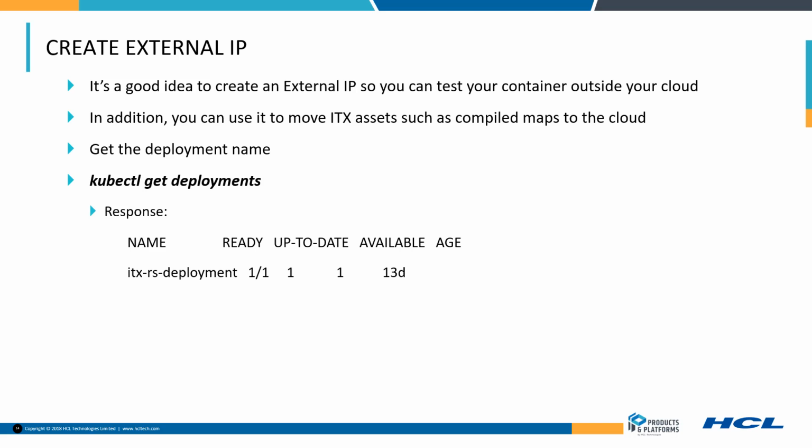It would be a good idea to obtain an external IP so that you can access the container outside the cloud, for example, on your laptop or desktop. Not only can you use this external IP to test the map, you can also use it to move the maps and other artifacts to the container. These artifacts are stored in the node's persistent storage outside the container. This is so that the artifacts will not be deleted when the pod is recycled. In addition, new pods can share the same artifacts, so your map only needs to be copied there once and utilized by multiple pods.